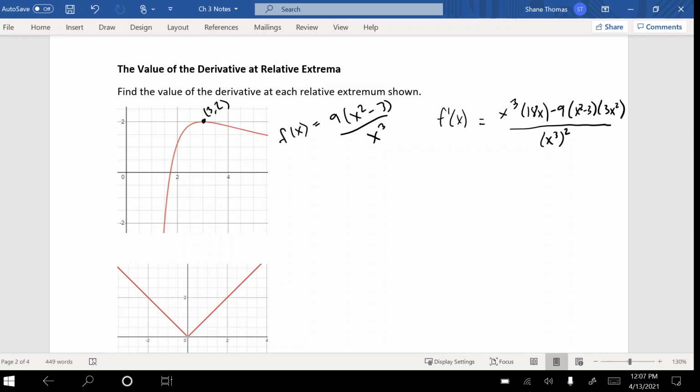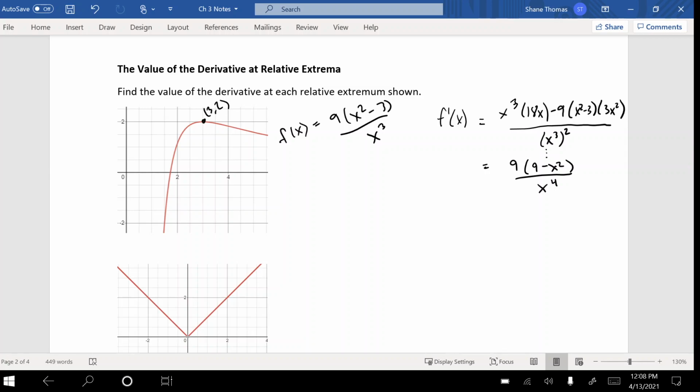Now from there, simplify it. Multiply through, combine like terms, that kind of stuff. I'm going to end up with 9 times (9 minus x squared) over x to the fourth. Okay, that's what I'm going to end up with after I simplify down here. So I'm going to put some dots in there.